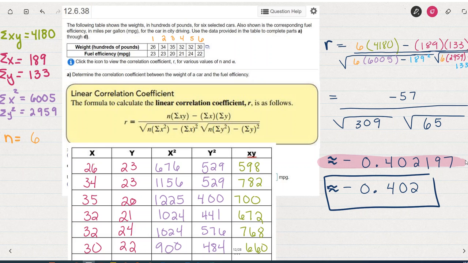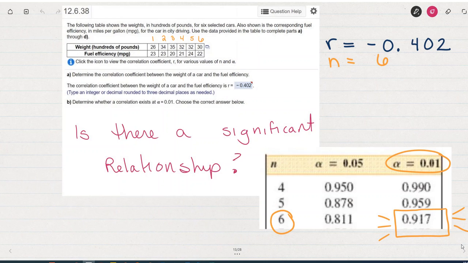Feel free to pause the video and practice with your calculator. Make sure you're understanding where each of these numbers in the chart comes from, where each of these sums comes from, and where this coefficient for R comes from. Let's move on to the next part of this question.